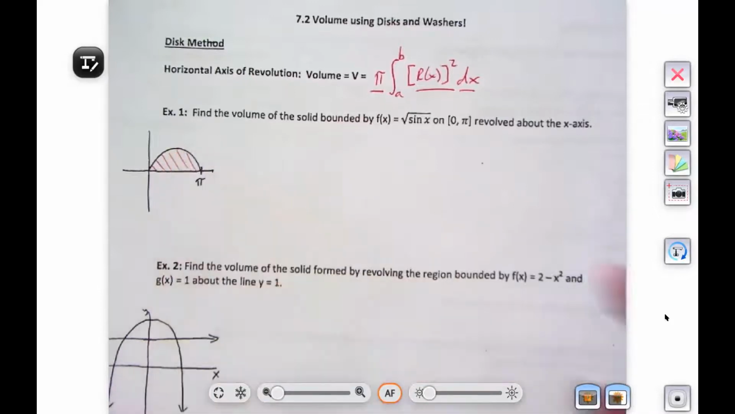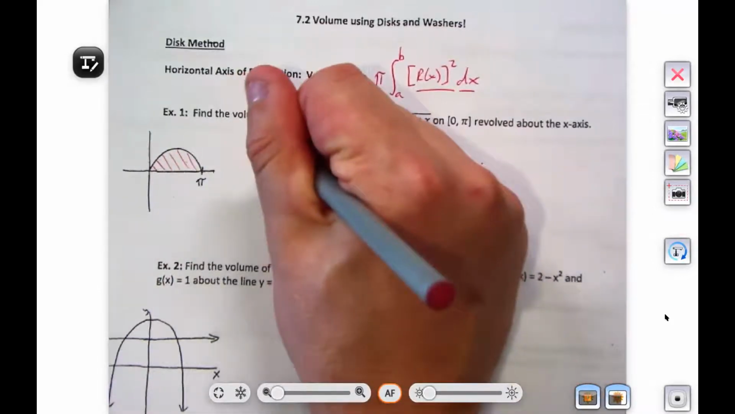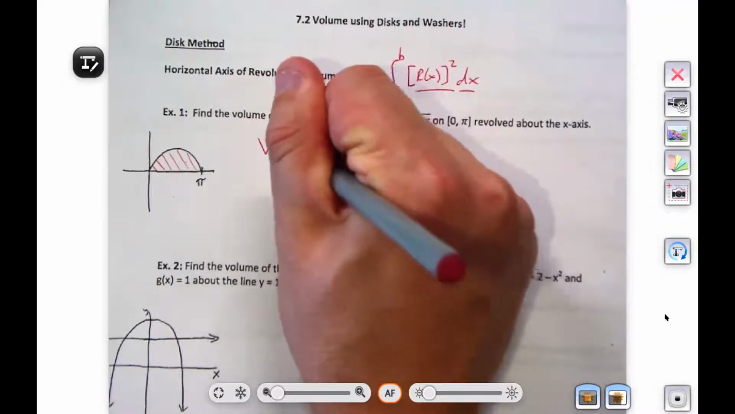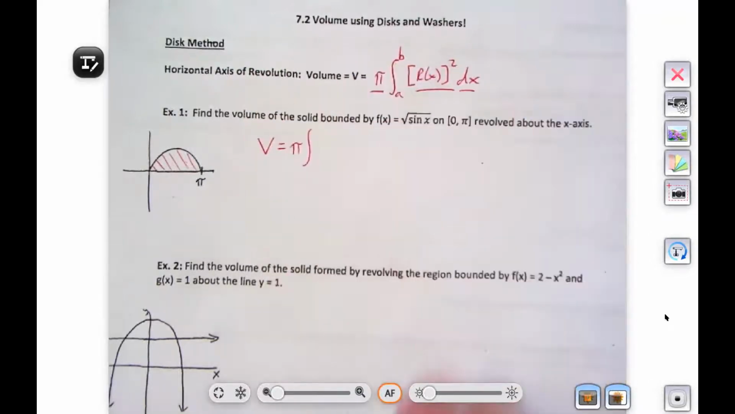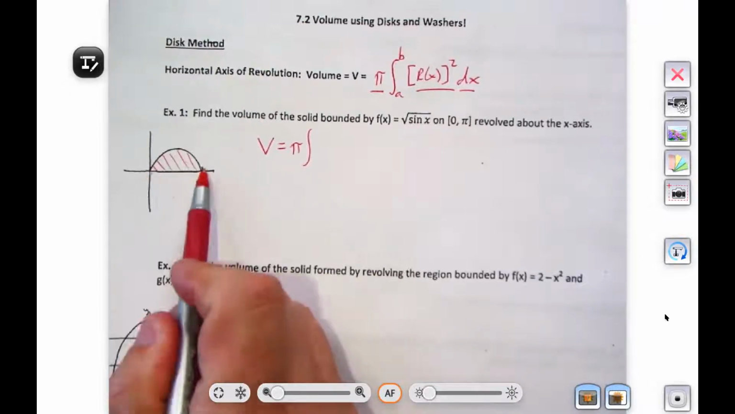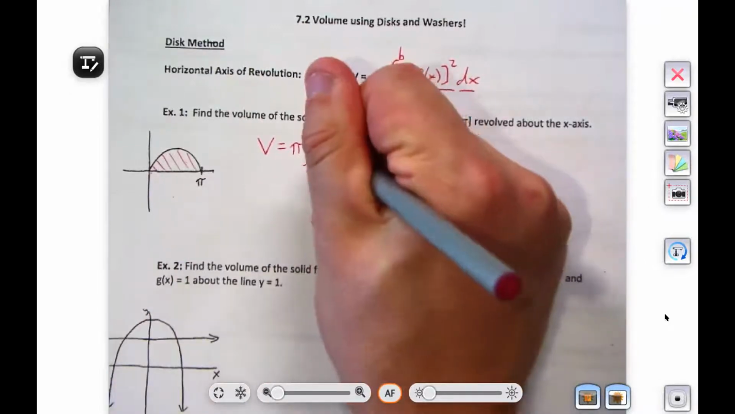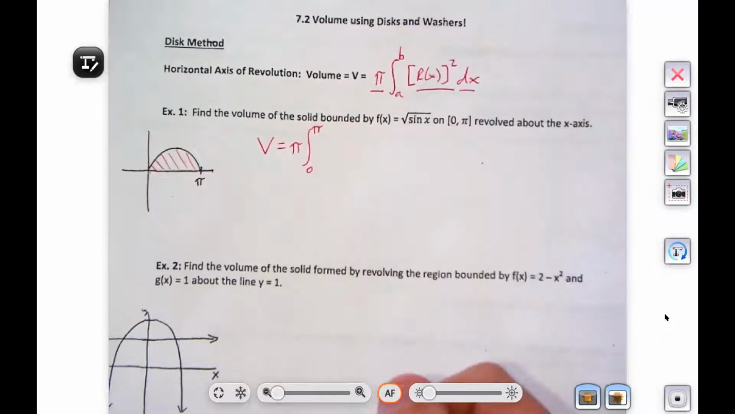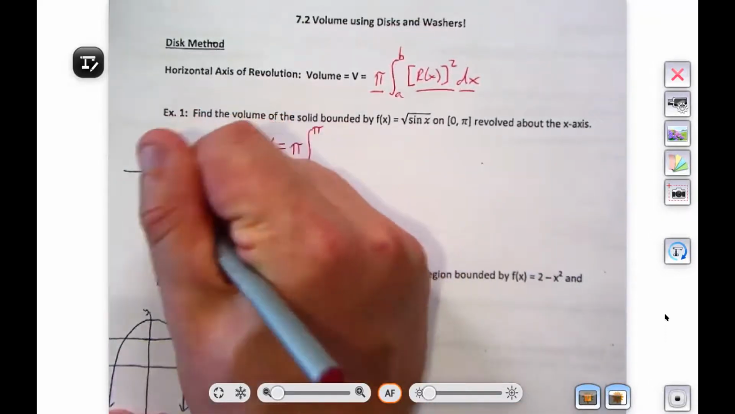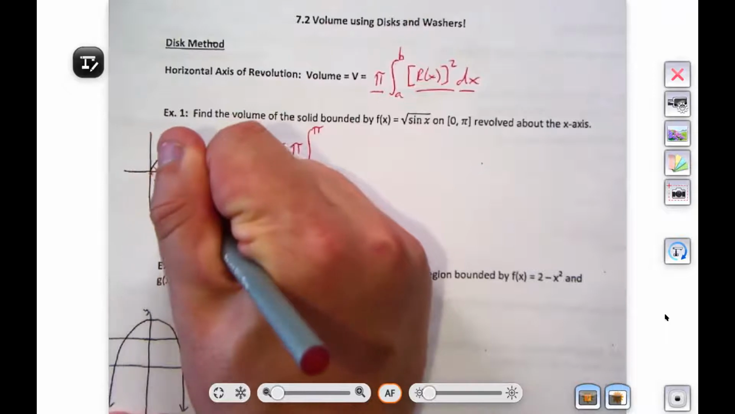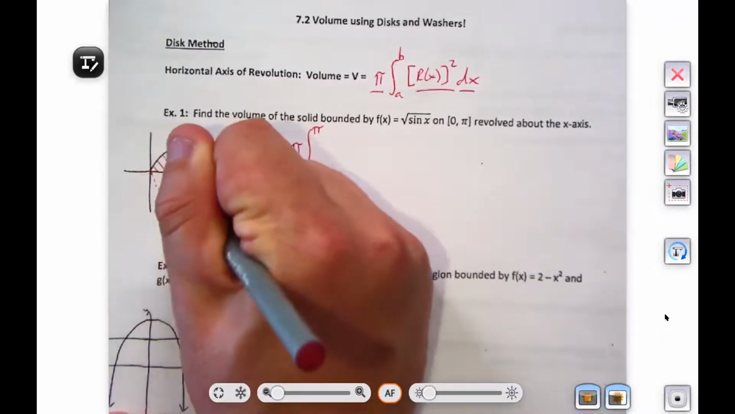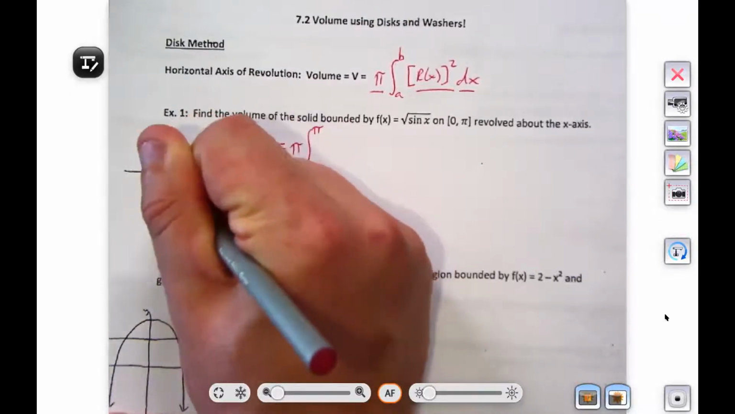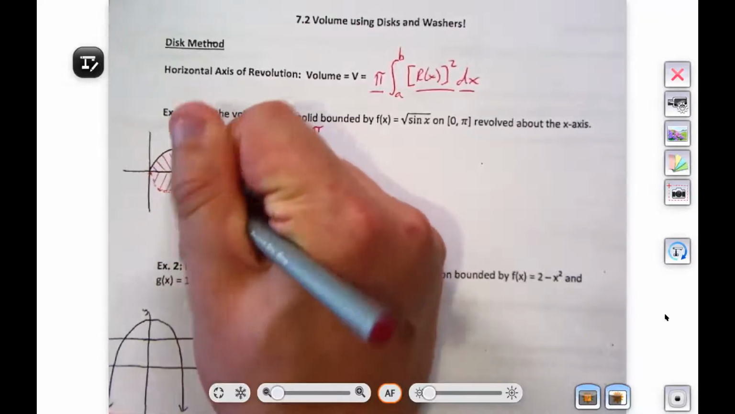So I'm going to set up my volume formula. Volume equals pi, the integral, and we're integrating from 0 to pi. Now we have to find our radius. Here's how I like to think about what the radius is. First of all, imagine this region, like I said, spinning. I'm the worst artist possibly known to man. So here's our 3D region. That's just so bad.